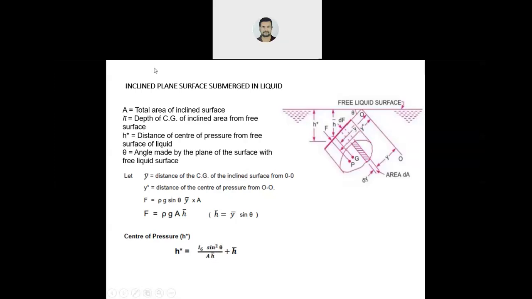In case of vertical plane, F equals rho g A h bar, where h bar was already h bar only, or you can say y bar. But here it is y bar into sine theta because it is inclined. Likewise, the center of pressure h star. In case of vertical plane, it was Ig upon A h bar plus h bar. There was no sine square theta. But here, because the surface is inclined, it will be multiplied with sine square theta. So you have to remember this formula.